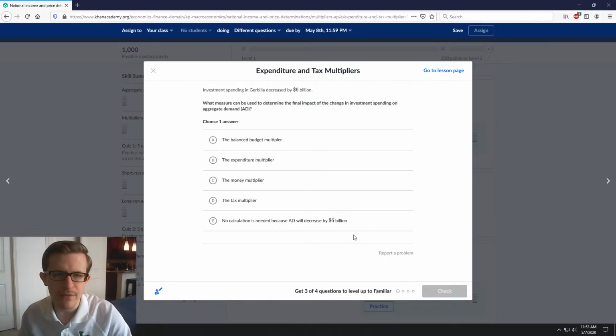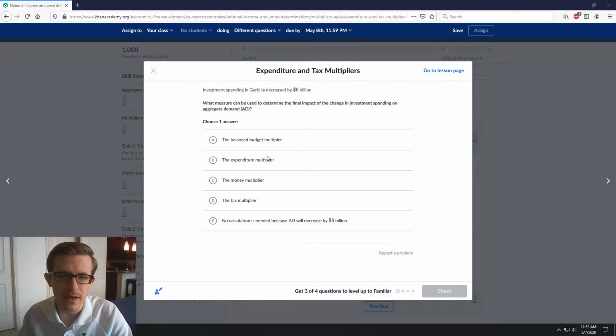So, investment spending in Gerbilia decreased by $6 billion. What measure can be used to determine the final impact of the change in investment spending on aggregate demand? So we had different multipliers here, and it looks like Khan Academy doesn't quite use the terminology that we used in class. The one that we usually use is the spending multiplier. I'm assuming it's the expenditure multiplier here that it's going to be called.